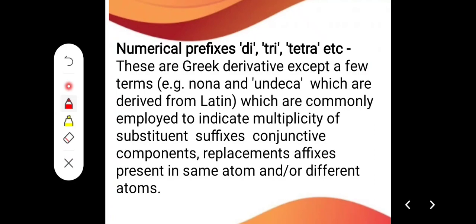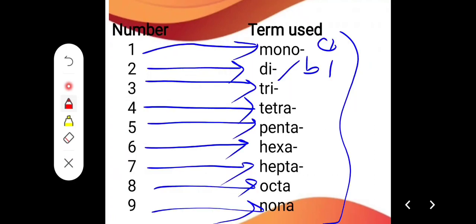Okay. For 1 we use mono, for 2 we can use di or bi, 3 is tri, 4 is tetra, 5 is penta, 6 is hexa, 7 is hepta, 8 is octa, and 9 is nona. That is our most used.